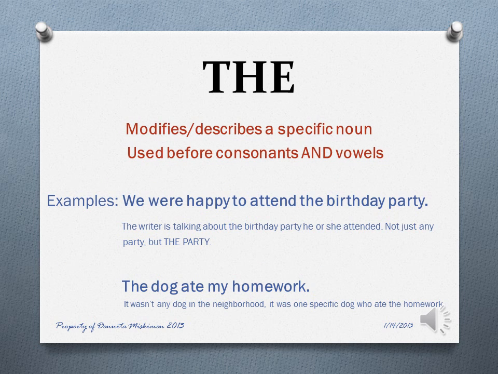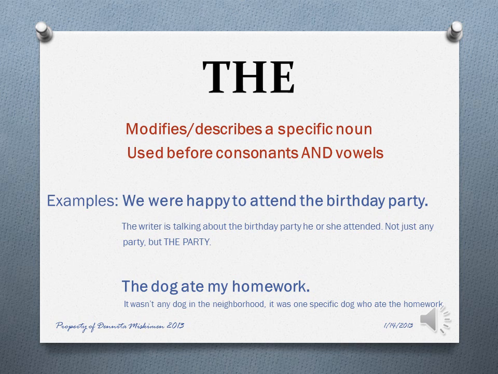And the last article we're going to learn about today is the article the. The is a little bit different than an and a. An and a articles are used to describe non-specific nouns, any noun. However, the article the describes a specific noun. It can be used before consonants and vowels. Let's take a look at this together.